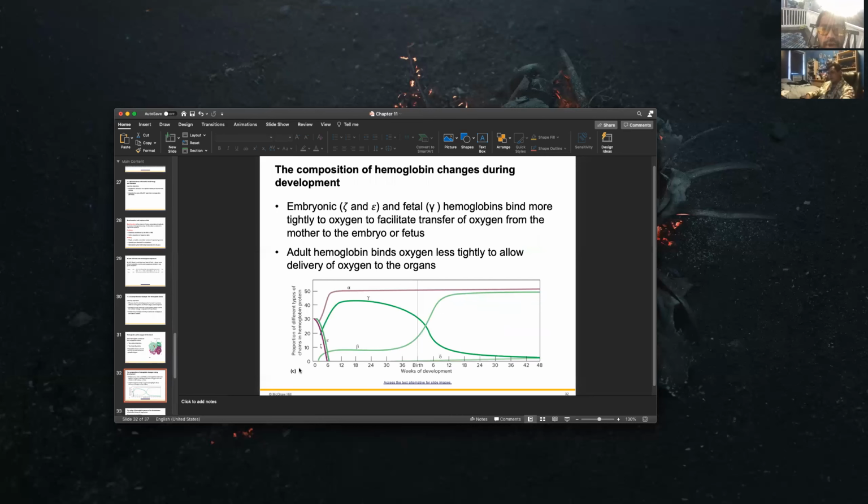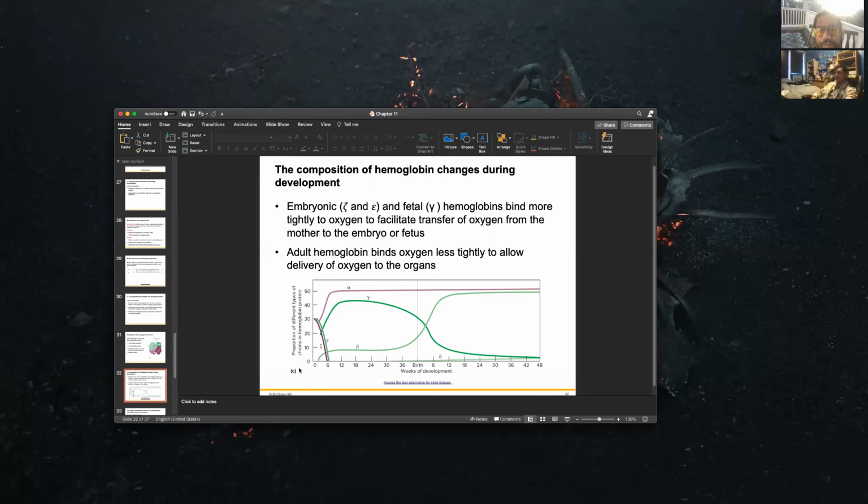All right. Now, okay, they're saying that what we saw before is adult hemoglobin. So it changes during development. Embryonic, you have, I forgot what that Greek letter was called, but let's call it Z. And then I think that's epsilon. Those are embryonic, I think, I might be wrong. And then fetal, that's gamma. Those hemoglobins bind more tightly to oxygen to facilitate the transfer of oxygen from the mother to the embryo or the fetus. And that makes sense, right?